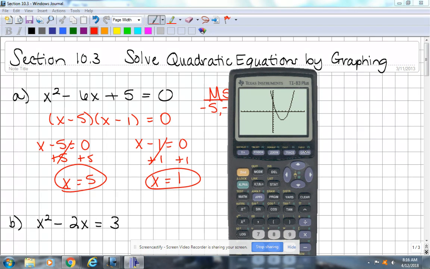Hit graph. Now you have a parabola? Does everybody have a parabola? You don't have a parabola? Yeah, your plot's turned on.